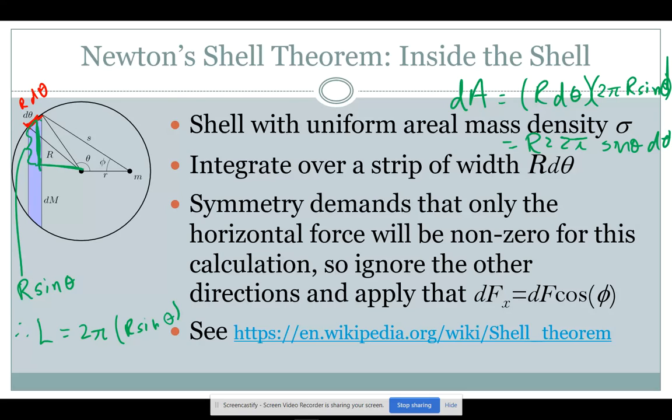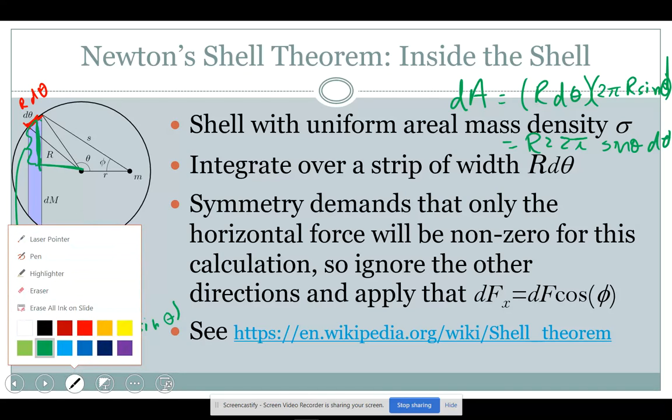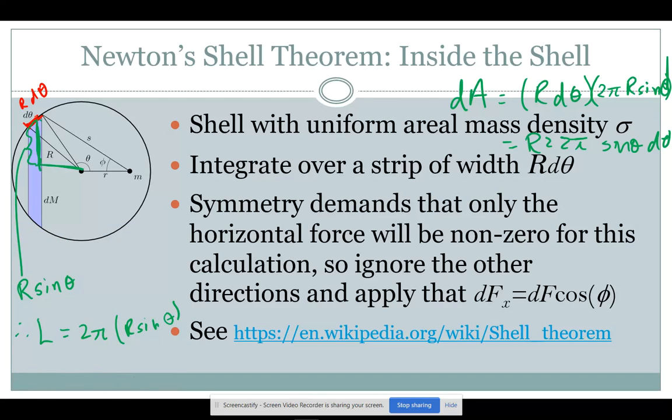So we use that angle phi to determine the horizontal component of the force. What direction is the force from that little piece? If my mass was right here, what direction would the force of gravity be from that mass? The total force, not just a component, but the total force. What direction is the force of gravity always?